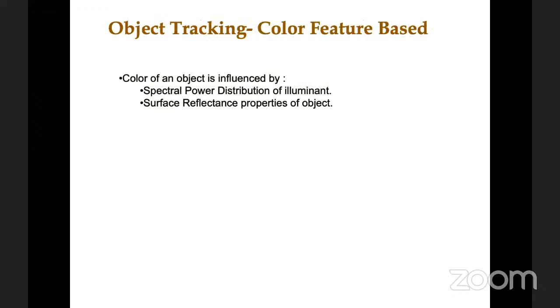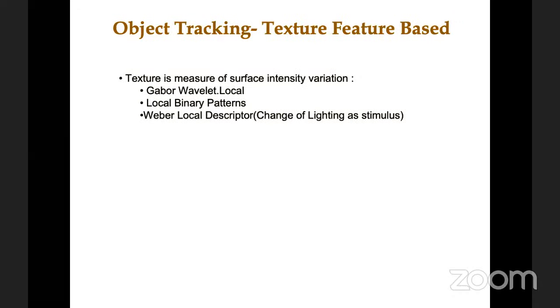If you want to go for color feature based tracking, then you can have a few methods like the spectral power distribution of the illuminant. You can find out the spectral power distribution. You can find out the surface reflectance properties of the object. So this is related to color feature based object tracking. Texture, if you want to find out, then you can go for techniques like Gabor wavelet, LBP, Weber local descriptor. These are some of the latest techniques.